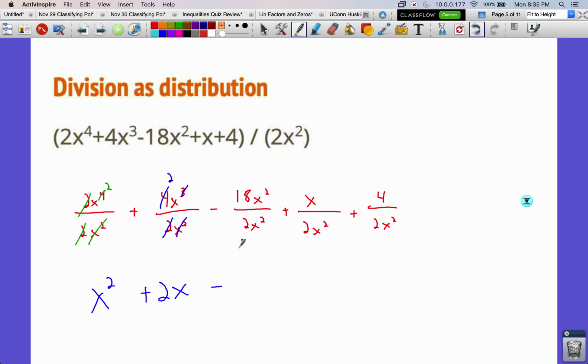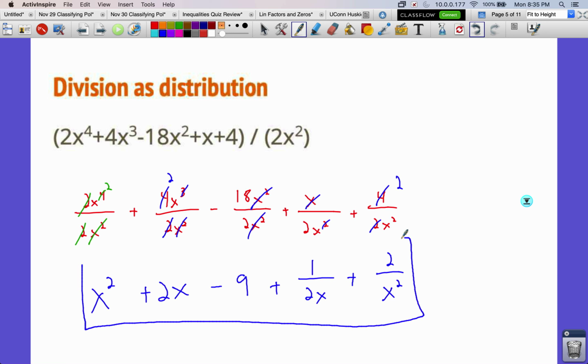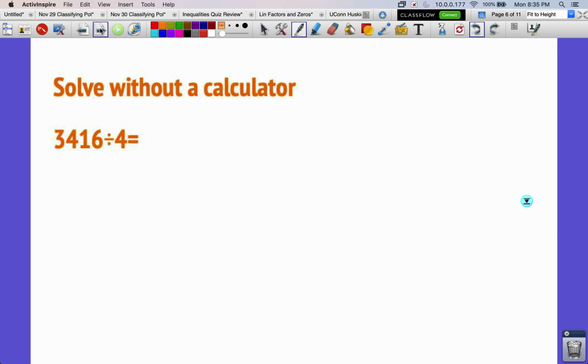Minus 18 over 2 becomes a 9. X squared cancels with the x squared. Plus an x cancels with one of these x's, but we have to leave something behind on top, so we leave a 1 behind on top, so 1 over 2x. Plus a 2 cancels with 2 of that 4, or 4 just divided by 2 is 2, and we get 2 over x squared. And this is considered to be simplified. This is a type of standard form. Another way to write this would be to use negative exponents for these fractions here. But let's not worry about that this unit.